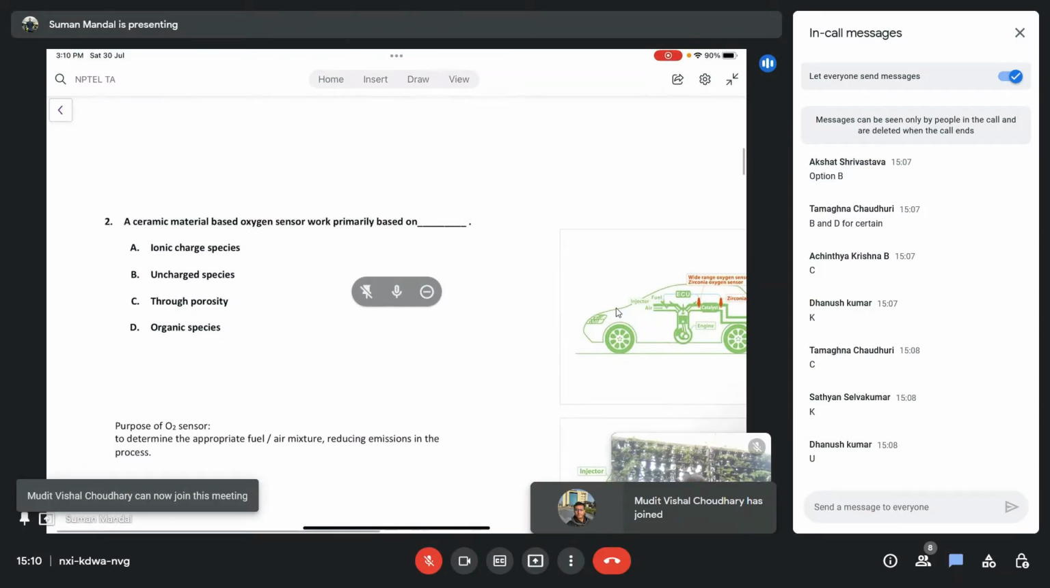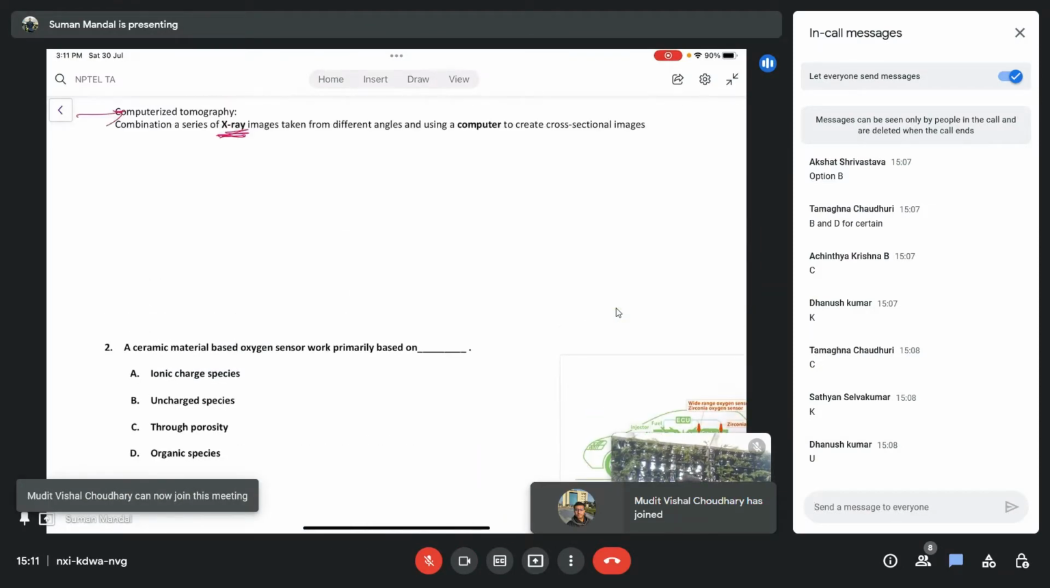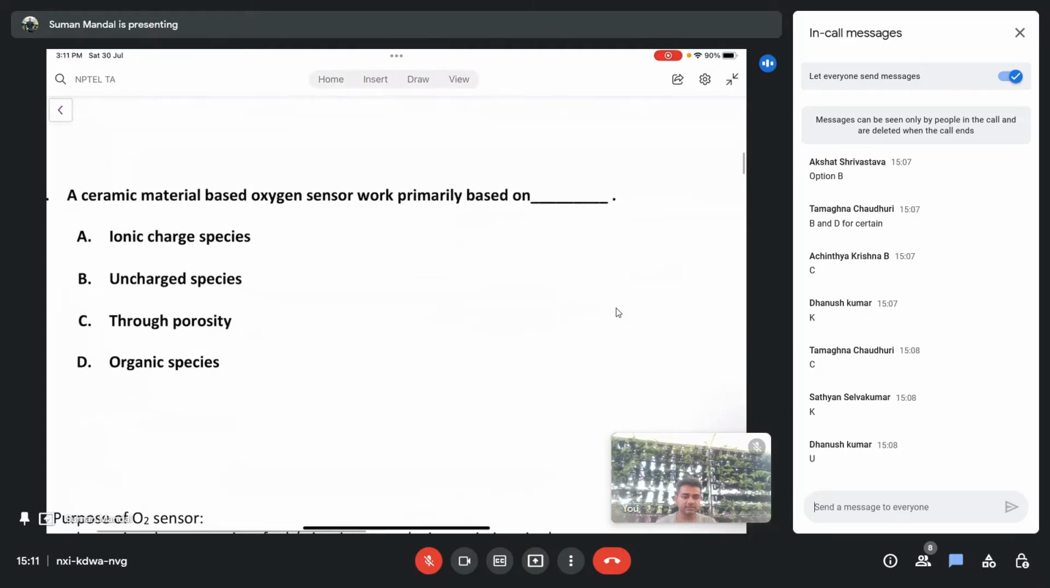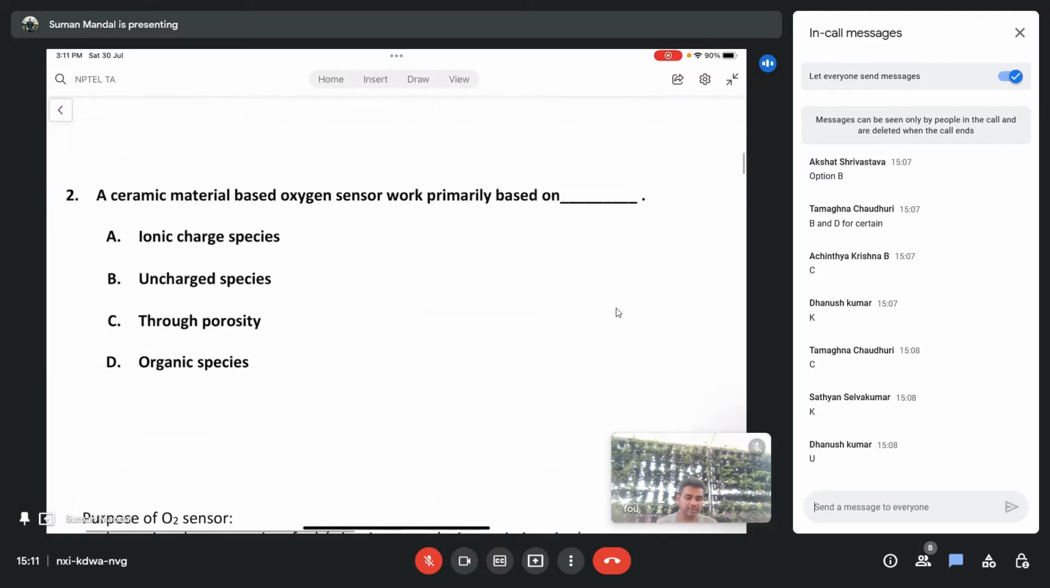There's another question. We have these sensors in our cars and bikes. Which property of the sensors of a ceramic material do these oxygen sensors work on? Any guesses? What is the answer?